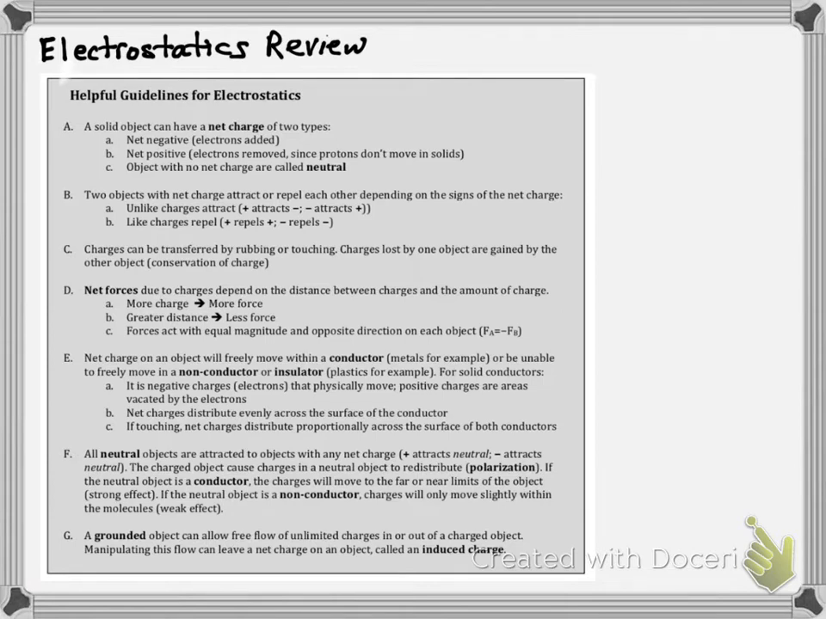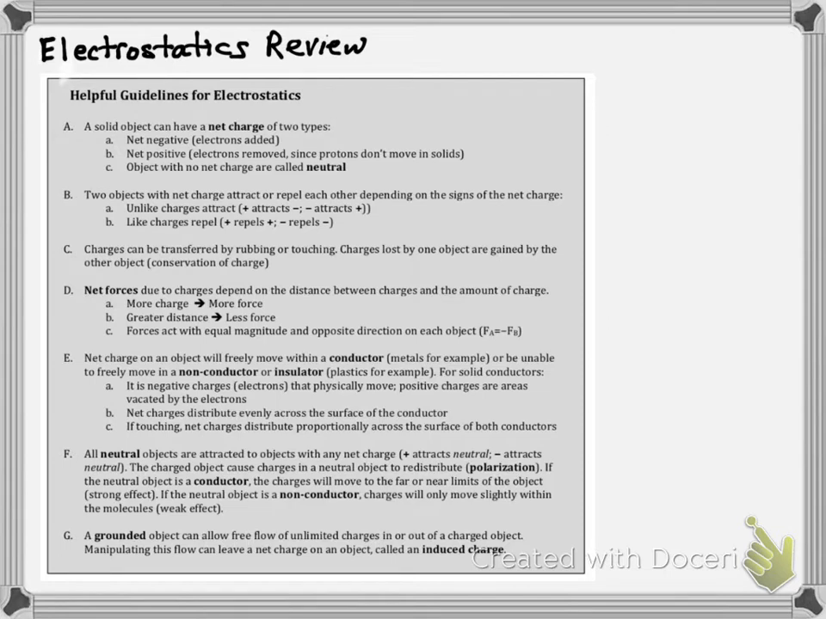If it's electrons that are the things that physically move, positive charges would be basically areas where electrons have been removed from. Net charges would distribute evenly across the surface of a conductor. The charges repel each other, so any buildup of charges would get as far away from each other as they could, because due to repulsion that would minimize the repulsive forces between them, so they would spread out evenly across the surface of a conductor.